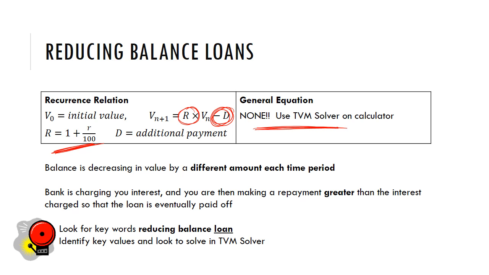We use our Finance Solver and our calculator. Look for the keywords reducing balance loan. As soon as you see that, get your calculator out, check from the values in the list, what can I enter, what do I need to solve for?